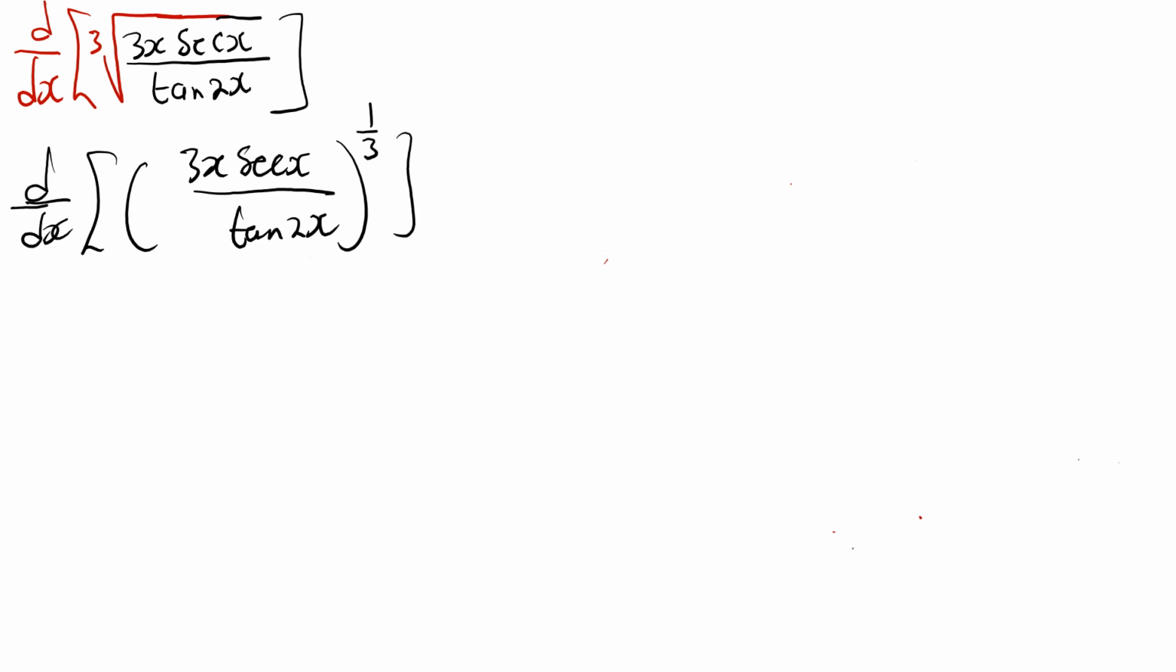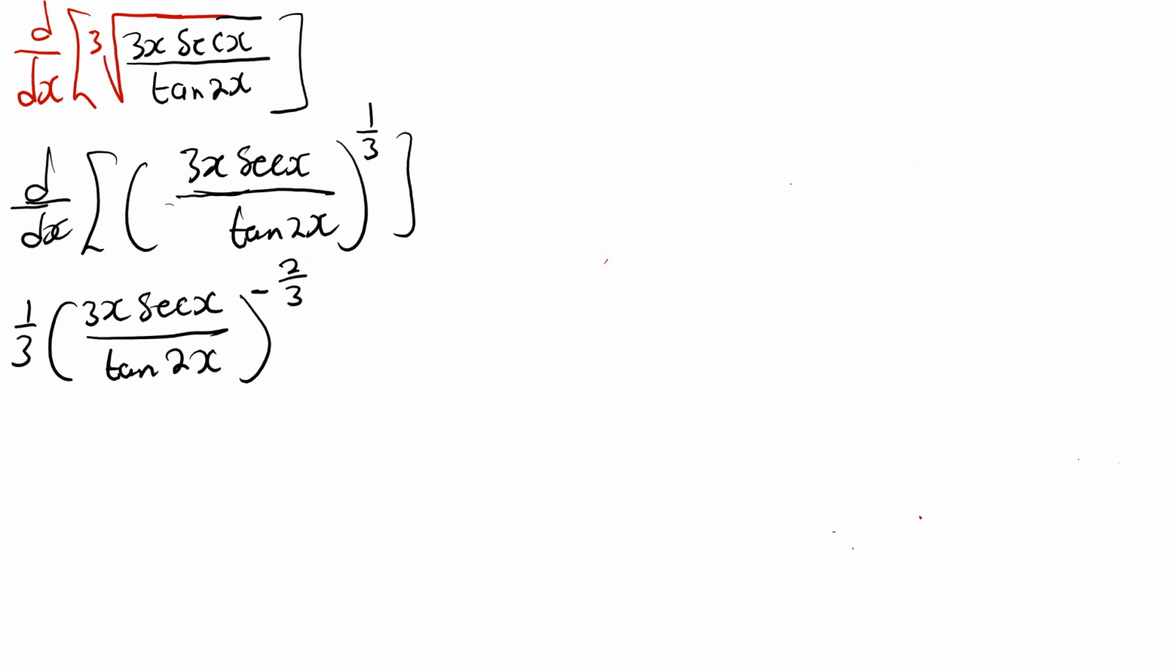So now we can differentiate this. But firstly, we are going to apply the chain rule, even though we're still going to apply quotient rule here. So we start by what we have outside. I'll drop the exponent 1 over 3. Then I keep what I have inside the way it is, 3x sec x over tan 2x, to the exponent. We're going to subtract 1 from 1 over 3, then we're going to get negative 2 over 3. And then we multiply with the derivative of what we have inside.